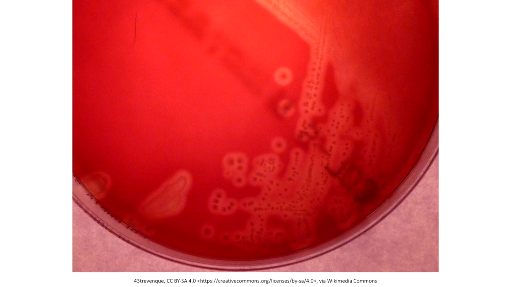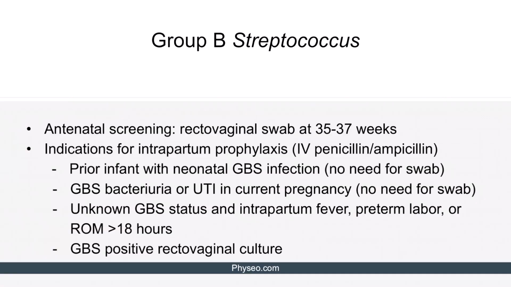And here you can see group B strep cultured on blood agar. And you can notice these beta hemolytic colonies. So now let's discuss how you prevent this from occurring. So first, every woman should undergo antenatal screening via a rectovaginal swab at 35 to 37 weeks of gestation. So let's talk about the indications for the intrapartum prophylaxis. You do this through IV penicillin or ampicillin.